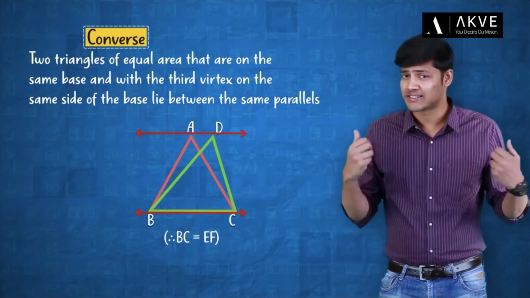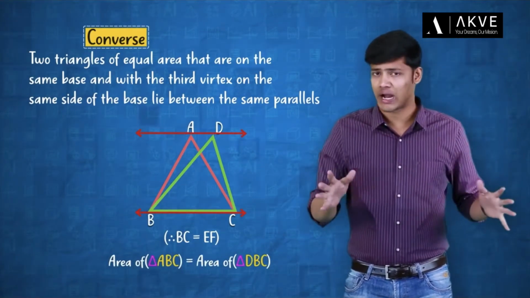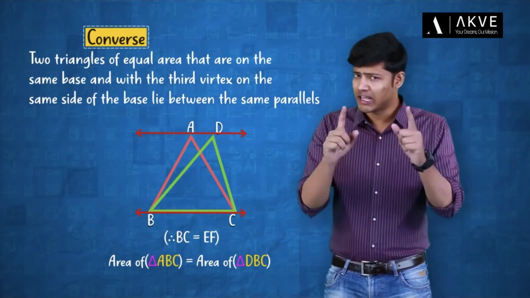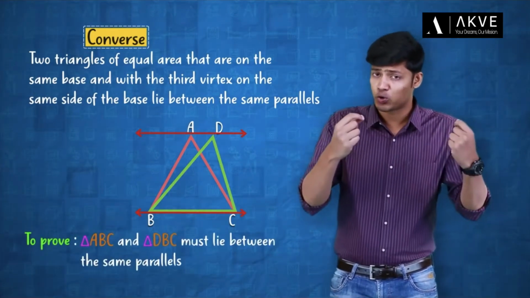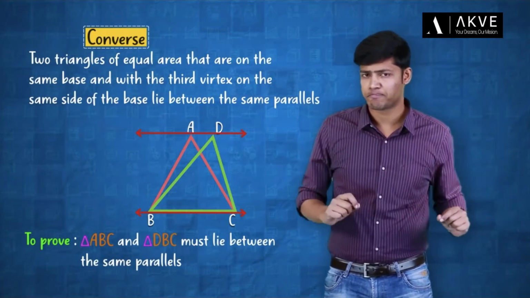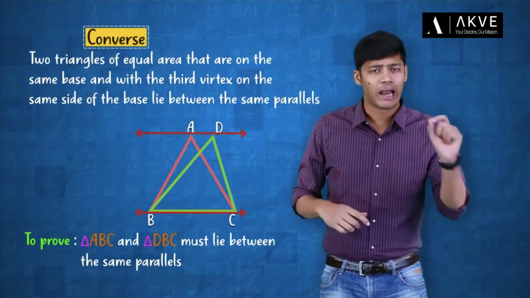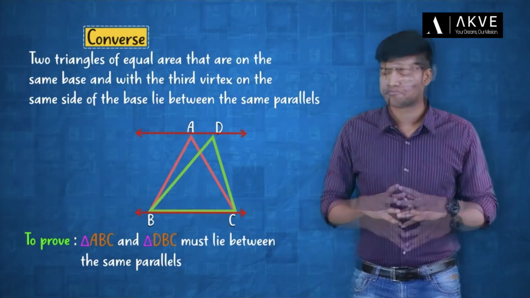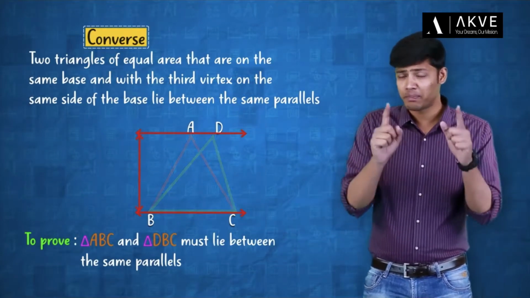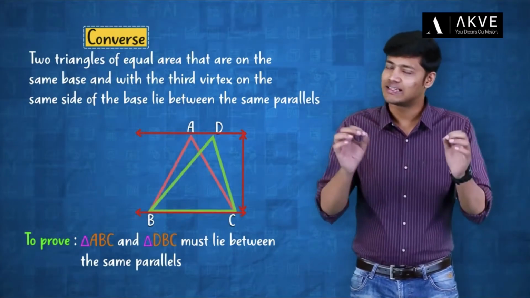As we have understood the statement, now let's start the proof. First of all, there are two triangles with the same base and equal area. What we have to prove is they must lie between the same parallels. Now, how can we prove that both these triangles lie between the same parallels? We know that the perpendicular distance between the two parallel lines is always the same.